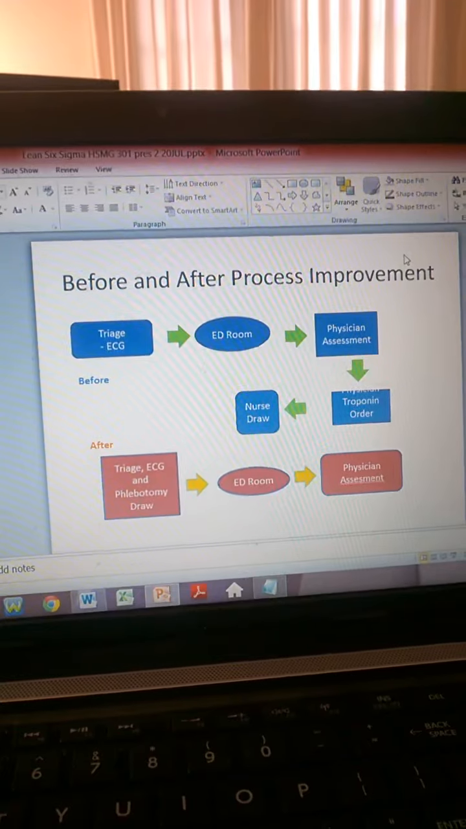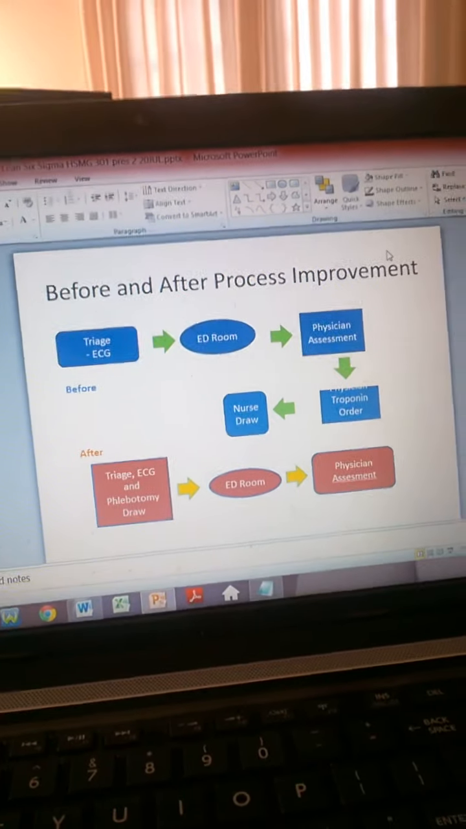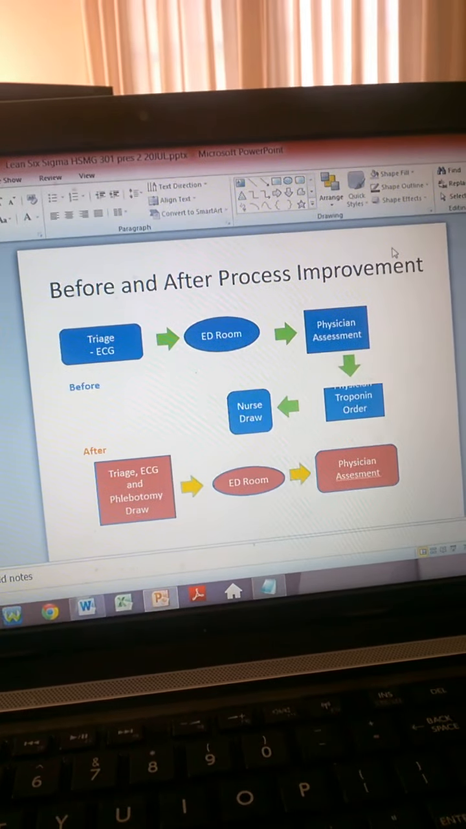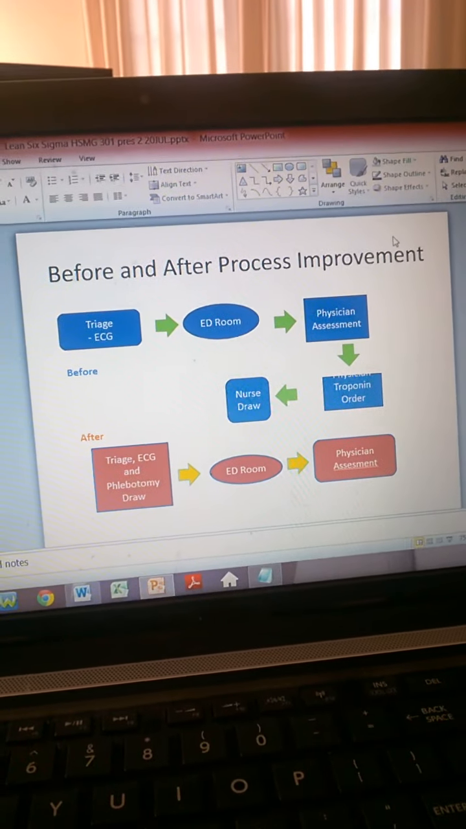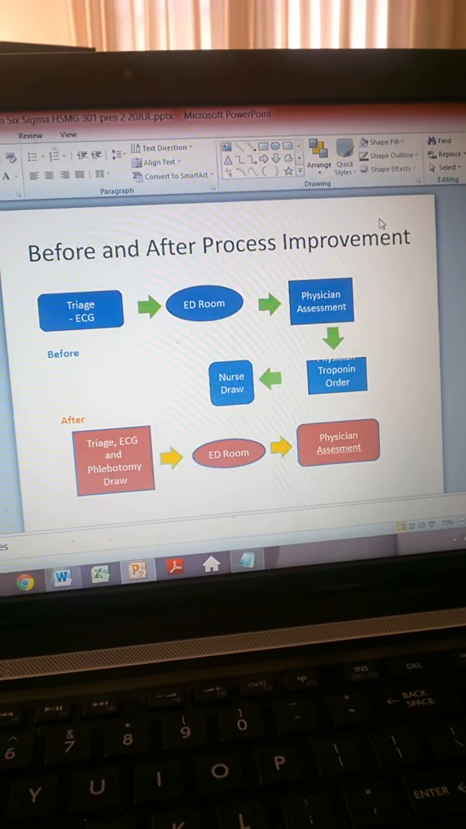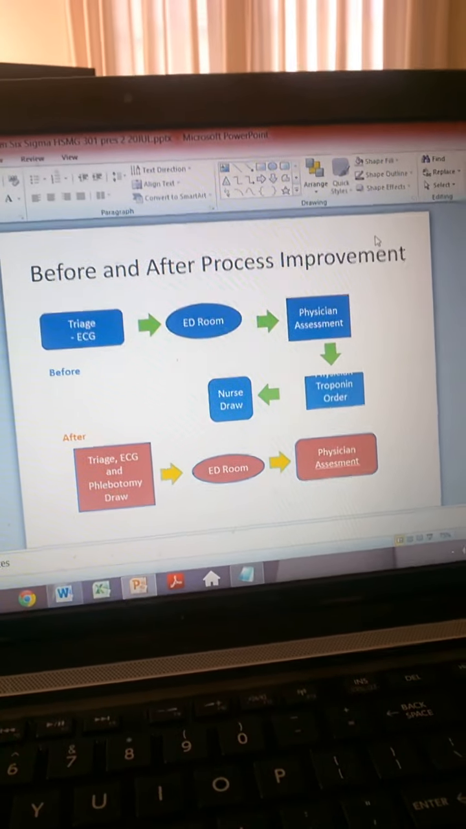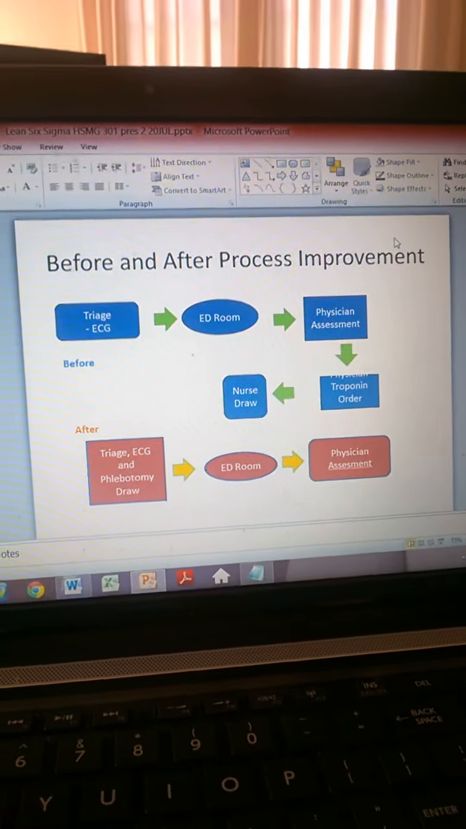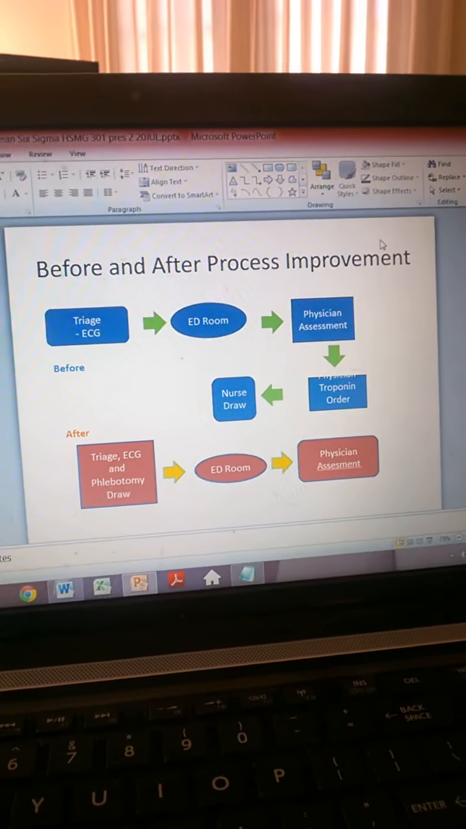Here is a short diagram that I've done. What used to happen before was basically in the triage, the electrocardiogram was done. Then the patient was sent to the emergency department room. And after that, physician assessment. After that, physician troponin order. And then, lastly, the phlebotomist would draw the blood. But we can save time by doing this method here.